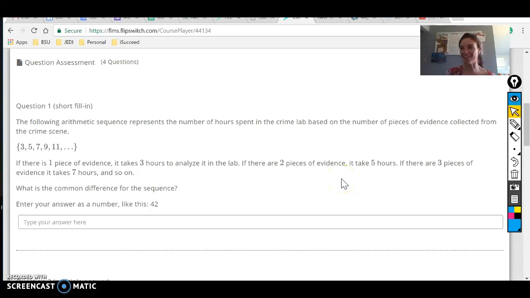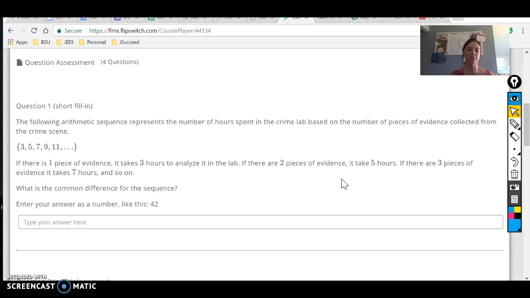We are now on lesson 19, which is the fourth section of project 4. We've got 4 quick questions here, and we're still dealing with sequences and functions as related to crime.